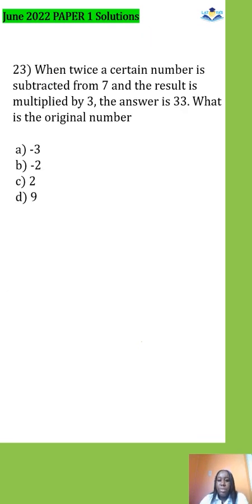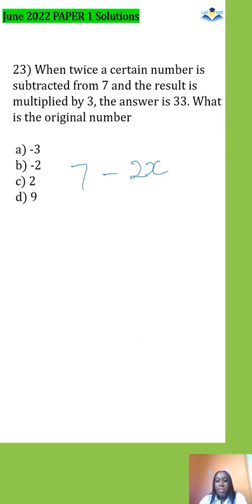Question 23. It reads, when twice a certain number is subtracted from 7 and the result is multiplied by 3, the answer is 33. What is the original number? So I'm going to set this up. When twice a certain number, we don't know what that number is, so that number is going to be x. When twice a certain number is subtracted from 7, so 2x is going to be subtracted from 7.